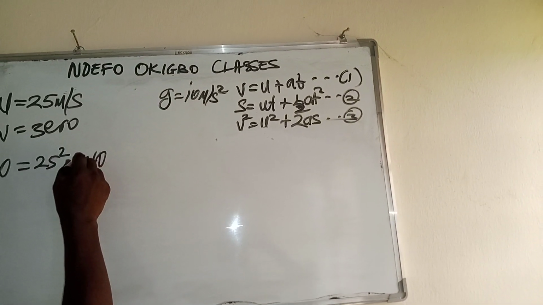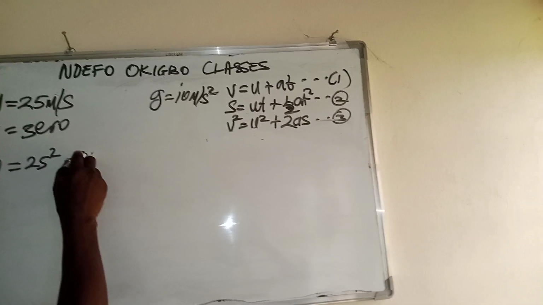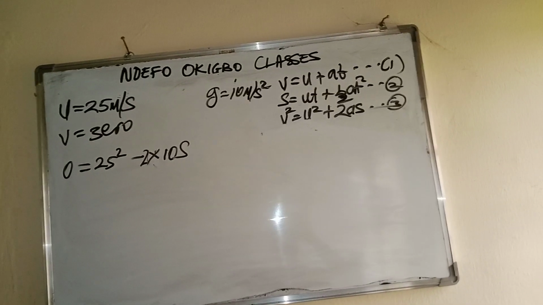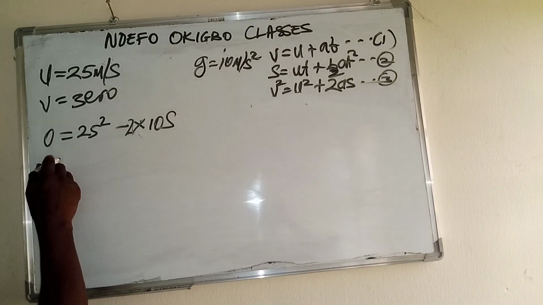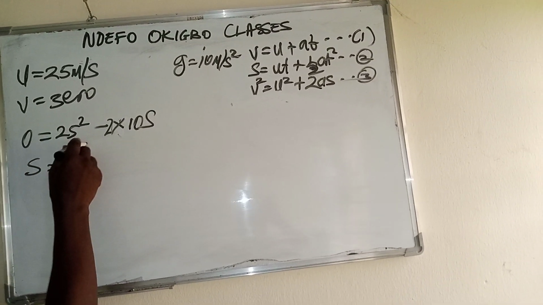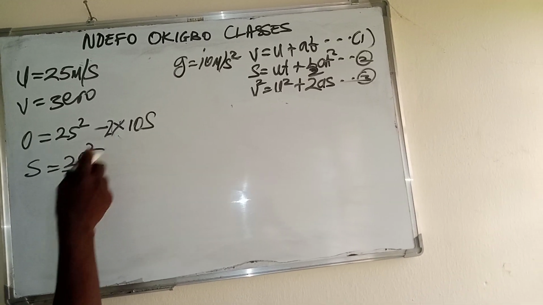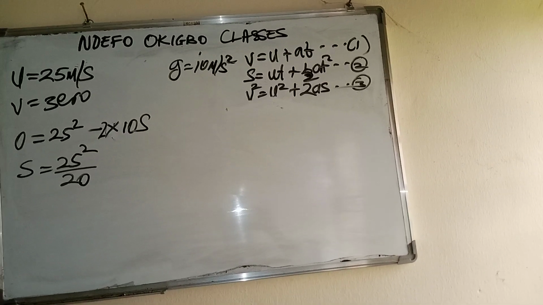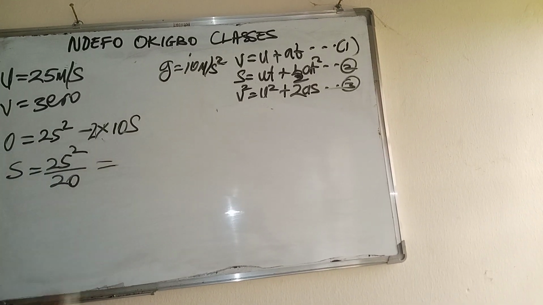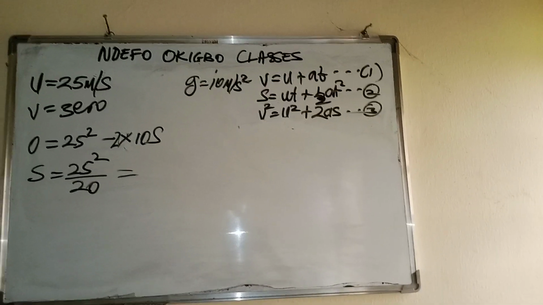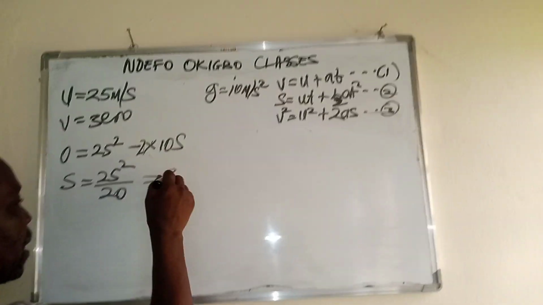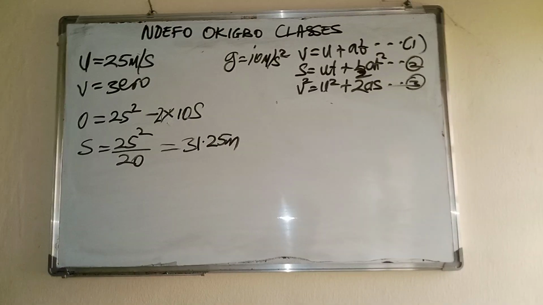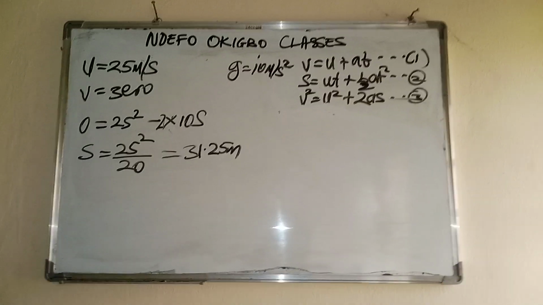Minus 2 times 10 times s. So from here, s is equal to 25 squared over 20. From that equation, the highest height is equal to 31.25 meters. So the highest height traveled by the ball is 31.25 meters.